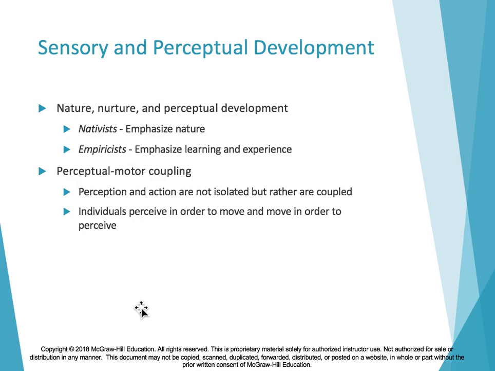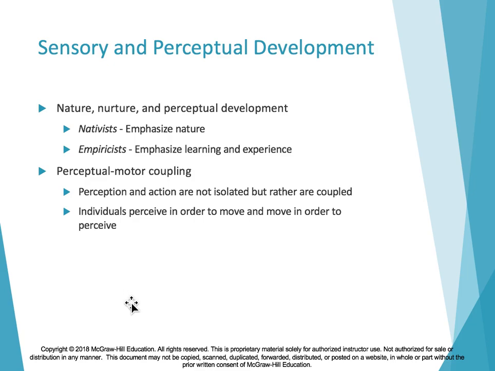Nature, nurture, and perceptual development. So nativists emphasize nature, empiricists emphasize learning and experience. Perceptual motor coupling. So perception and action are not isolated, but rather they are coupled. So what they perceive and what they do. Individuals perceive in order to move, and move in order to perceive. Does that make sense? I hope so.